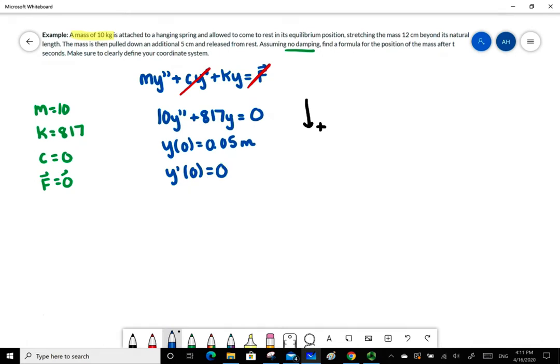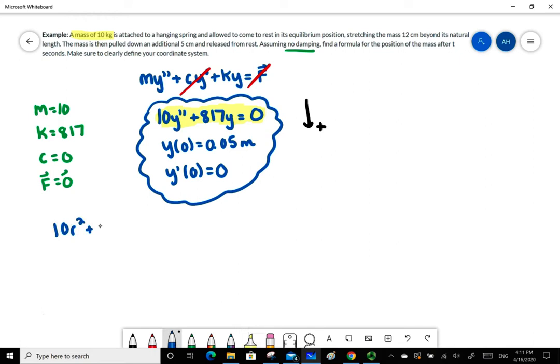So to find the position of the mass after t seconds, we need to solve the initial value problem 10y'' + 817y = 0, y(0) = 0.05, and y'(0) = 0. Since the equation is second-order linear, constant coefficient, homogeneous, we can solve it using its characteristic equation, 10r² + 817 = 0. I'm switching to r now for my variable since k is already being used for the spring constant and I don't want to add any confusion.